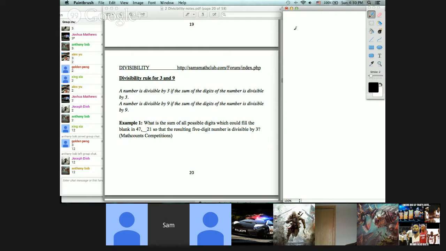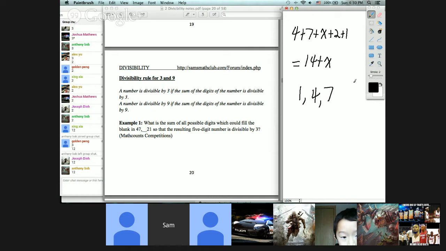So let's sum up the digits. 4 plus 7. And for the blank, we'll use the variable x. x plus 2 plus 1. This equals 14 plus x. So basically, we're trying to find all the digits x such that 14 plus x is divisible by 3. So 1 works because 14 plus 1 is 15, and 15 is divisible by 3. 4 also works. 14 plus 4 is 18, which is divisible by 3, and then 7 works. 21 is divisible by 3.